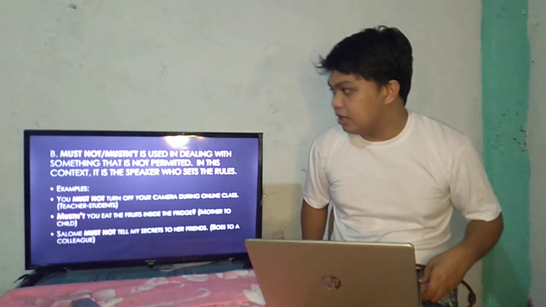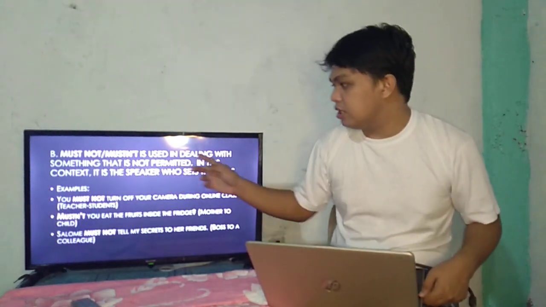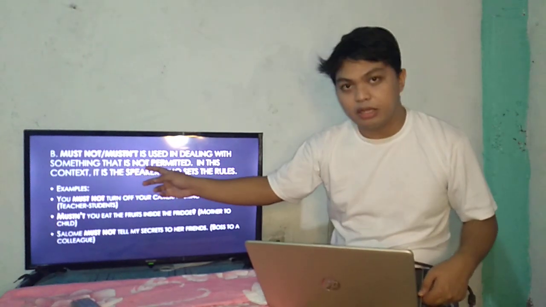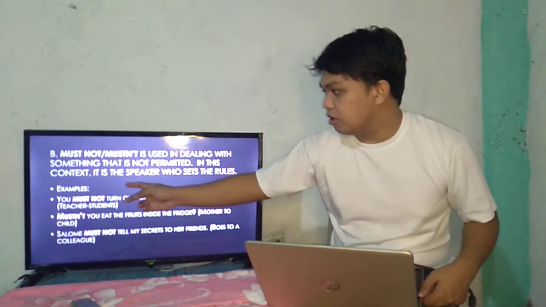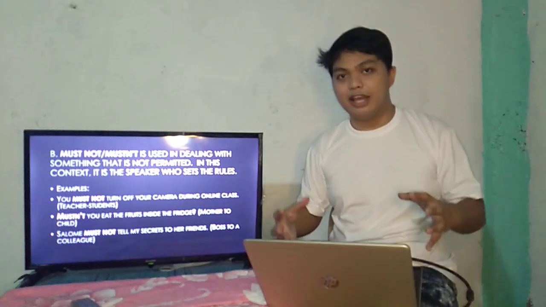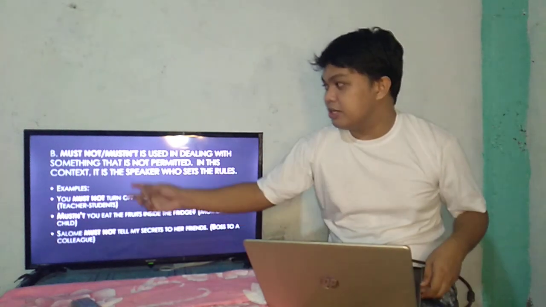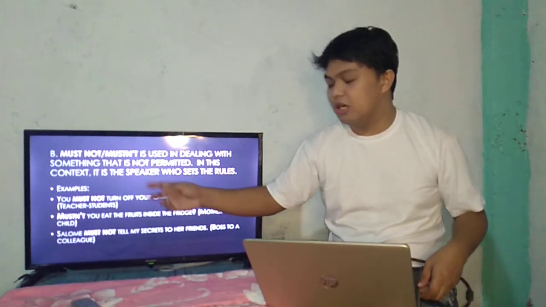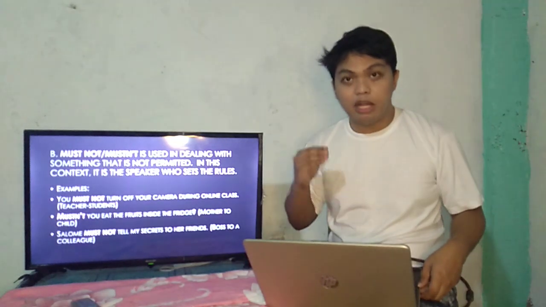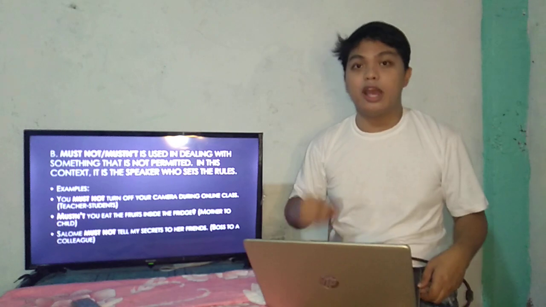The second one is must not or mustn't. Okay? It's used in dealing with something that is not permitted. In this context, it is the speaker who sets the rules. Kung kanina yung can't, ang rules niya is pangkalahatan. So, dito naman sa must not or mustn't, speaker na mismo or yung mismo nagsasalita na ang nagbabatas na ito ay bawal.